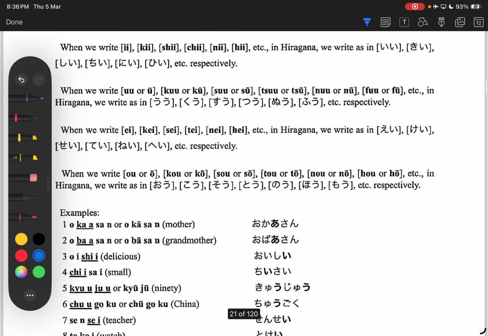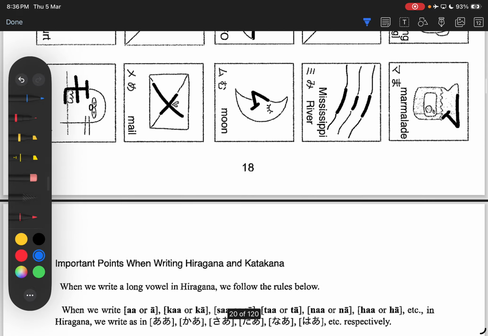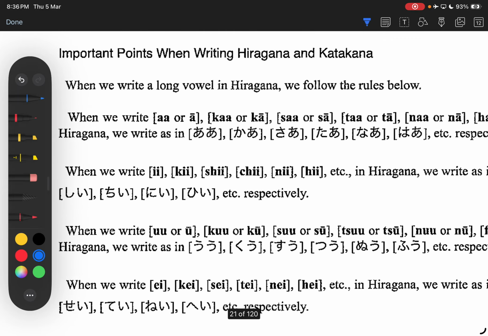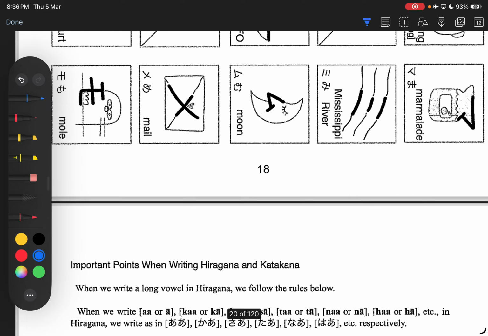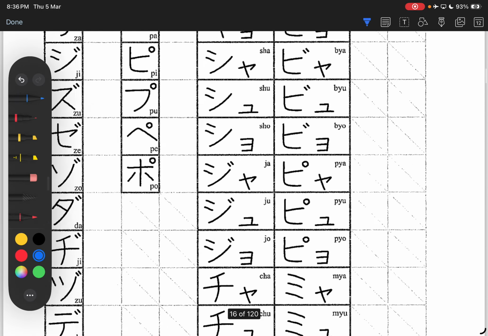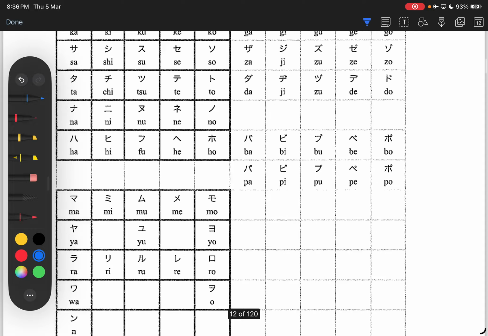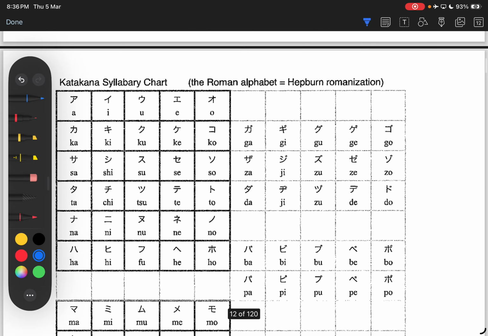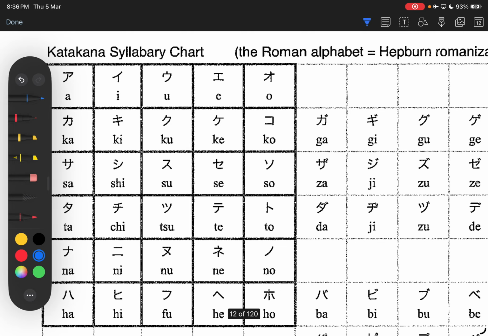Makes me wonder why my textbook is different. But you guys have this page, right? Important points when writing Hiragana and Katakana. Okay, before I go to that, I just want to talk about the Katakana system very quickly. I don't need you to memorize the Katakana system in E1, but I still need to go through.